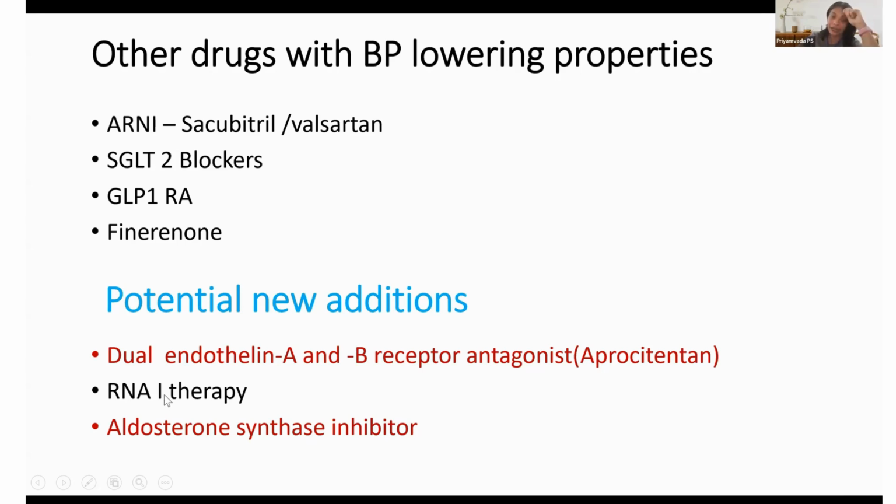And something which is undergoing phase 3 trial is RNA interference therapy. The drug name is Zilebesiran, and it inhibits the hepatic angiotensinogen. So this has shown very promising results in phase 2 trials. And if this comes into market, obviously it's going to be quite costly. The advantage is many of these RNA interference therapies can be given as injections and you need not really take it every day. And for some of these, the gap between the two doses can be a couple of months also.